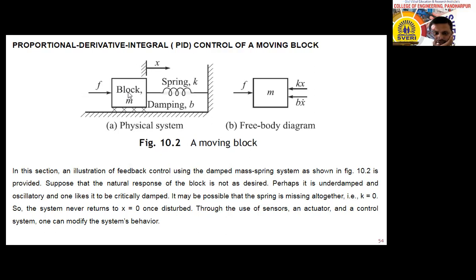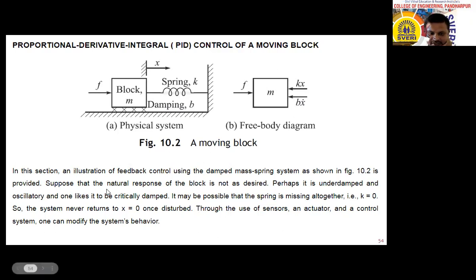Now, since the force F is applied to the right side, this block will move towards the right side, and when this block moves towards the right side, the spring will oppose resistance to its compression. Therefore, spring force will act towards the left side, and also a damper is there, though the damper is not shown. Therefore, damping force will also act towards the left side because the applied force F acts towards the right side.